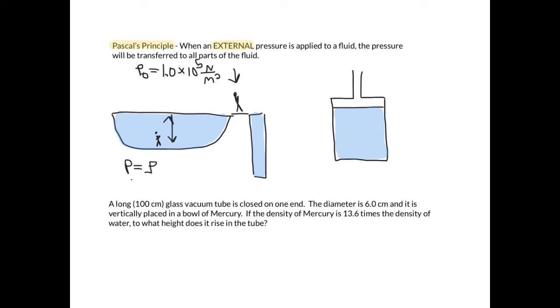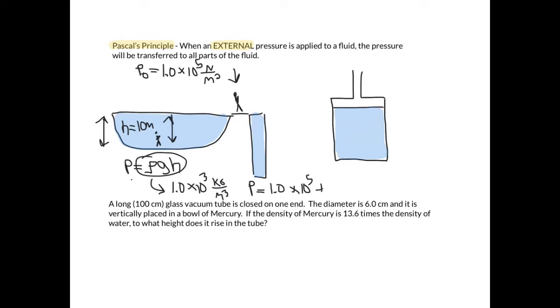The water pressure is rho g h, where rho is the density of the fluid, in this case water. So you would have the density of water, which is 1.0 times 10 to the 3rd kilograms per meter cubed. Then you multiply that by little g, which is 10 meters per second squared, and then the height. Let's say the height was 10 meters. So the pressure of the water would be 1.0 times 10 to the 3rd, times 10 for little g, times 10 meters for the height, or 1 times 10 to the 5th.